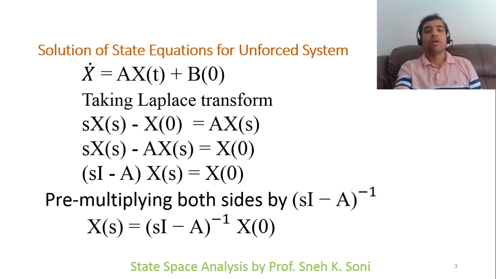Now if you simplify this, I want to take X(s) common. So I take this term to the left side and x(0) on the right side. It will be (sI minus A) into X(s) equals x(0), where I stands for the identity matrix as per the dimension of matrix A. Now I multiply both sides by (sI minus A) inverse. So the equation for X(s) will be (sI minus A) inverse into x(0).